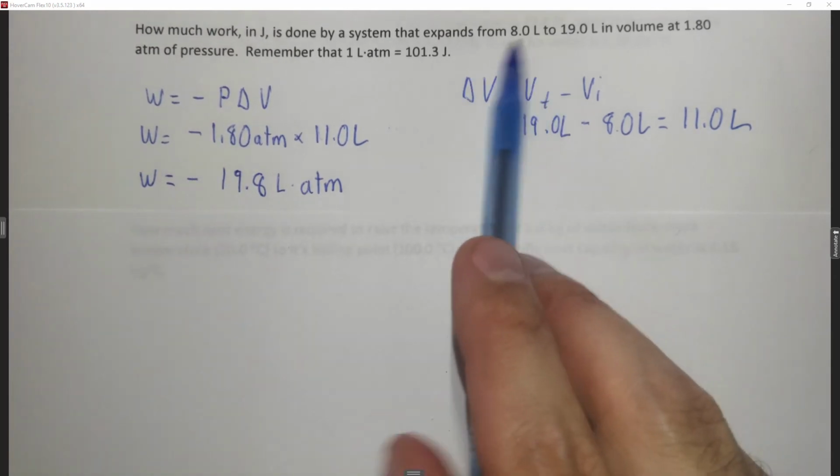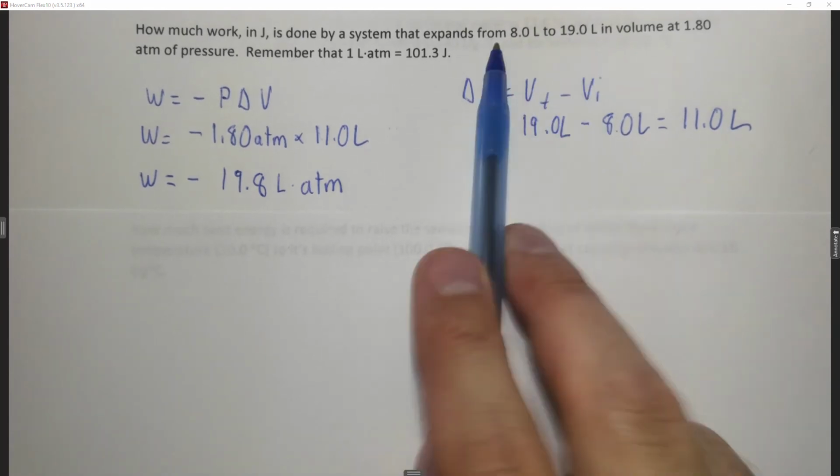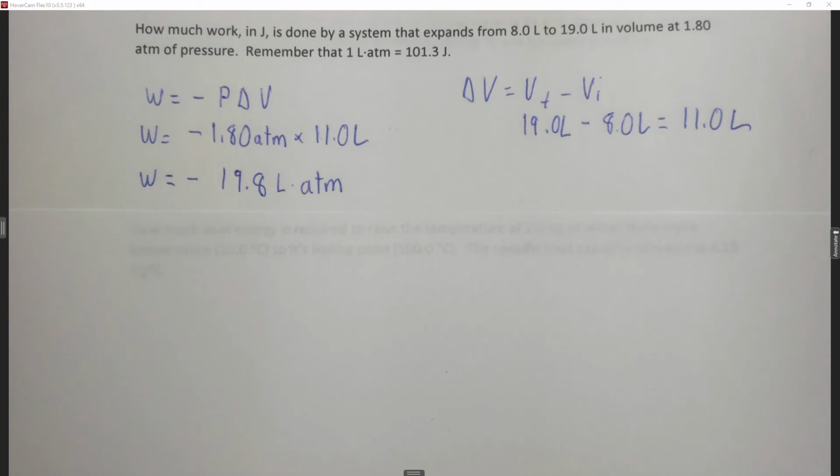Now, if we look here, mathematically, we found that this work term is negative. Does that make sense? Yes, it makes sense because the system expanded. So that means the system did the work, or the system lost the work energy. So therefore, it makes sense that this is going to be negative.